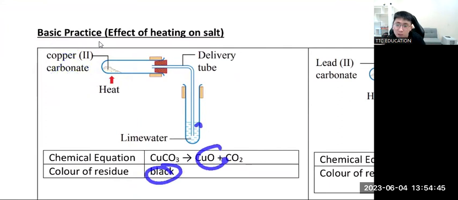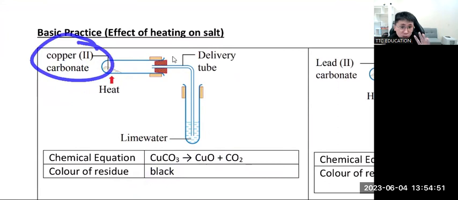Then you know confirm is CuO. Like that, no? So exam got two ways for asking. Either they give you the salt, and then they ask you observation, or they give you observation, ask you what is the salt. So actually only two possibility.